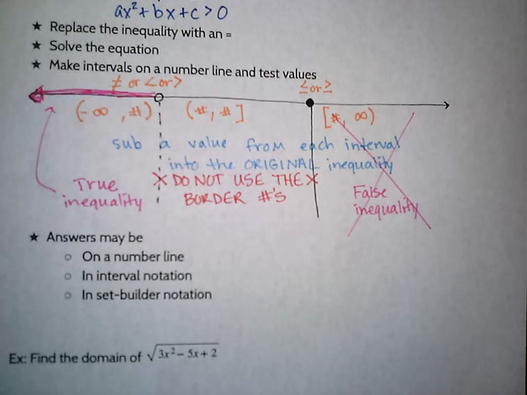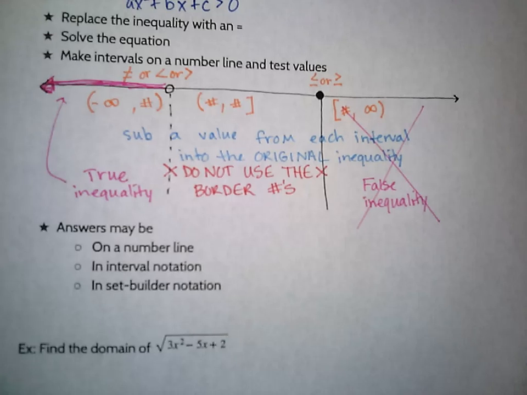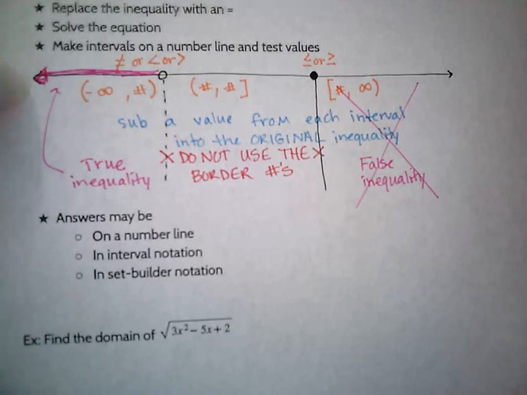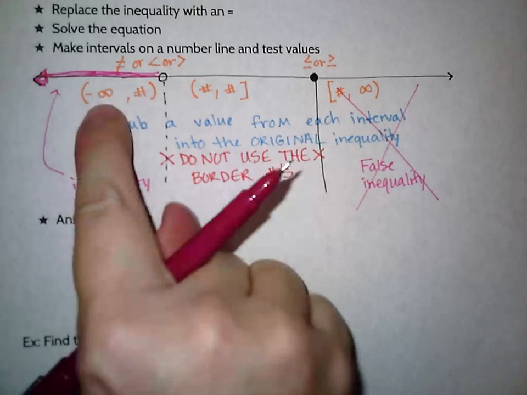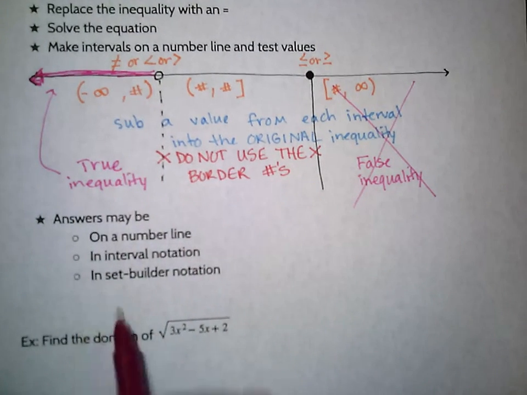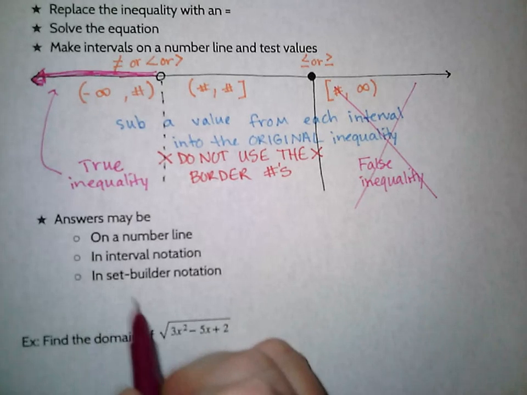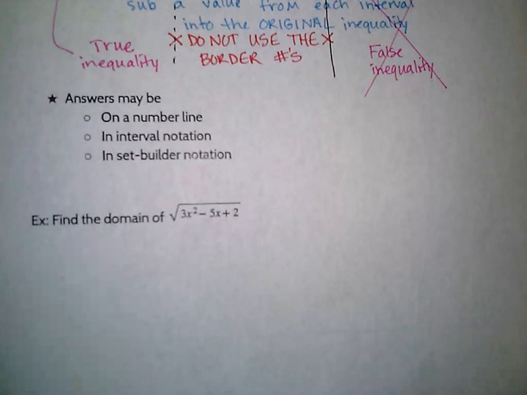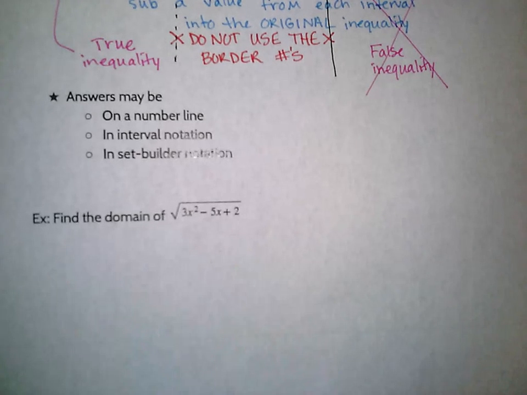Speaking of your answers, the answer may be requested in three manners. On a number line, so that would be this shaded part of the number line; in interval notation, which would be this part; or in set builder notation, which would be the curly bracket, x bar, and then the inequality that you ended up with here. I will show you all three of those types of answers when we solve this problem right here.